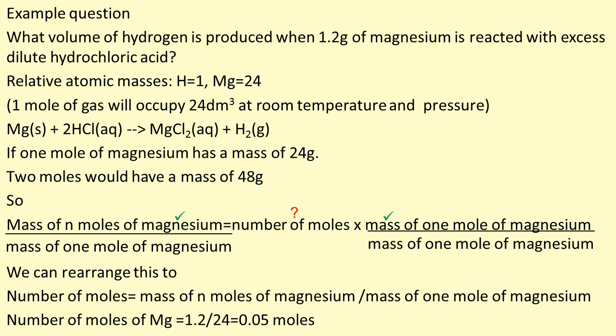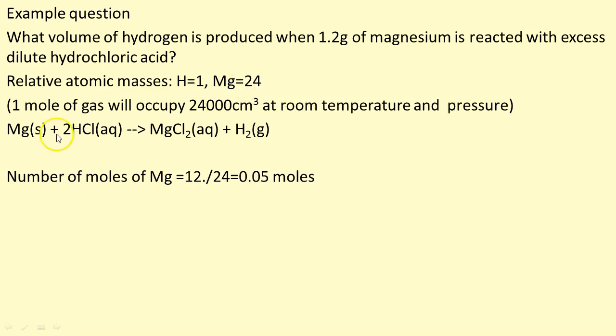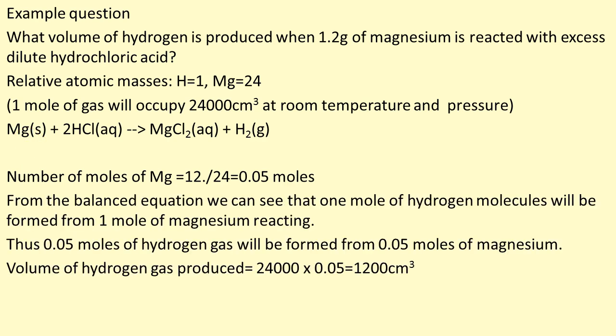From a balanced equation, we can see that 1 mole of hydrogen is formed from 1 mole of magnesium. So if we have 0.05 moles of magnesium, 0.05 moles of hydrogen gas will be formed. We know that 1 mole of gas occupies 24,000 centimeters cubed at room temperature and pressure, so 24,000 times 0.05 gives us 1200 centimeters cubed of hydrogen gas produced.